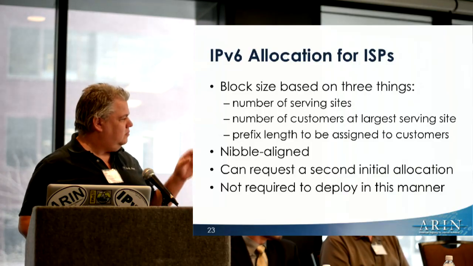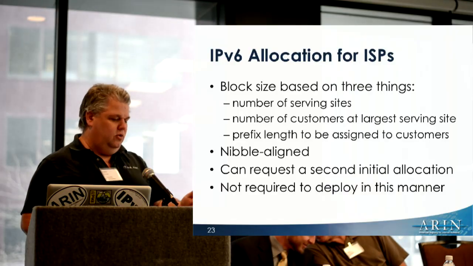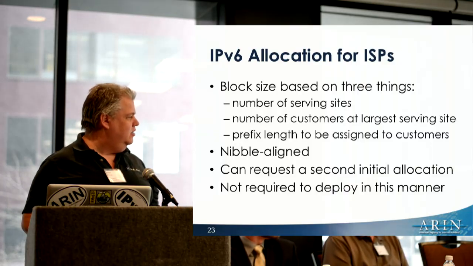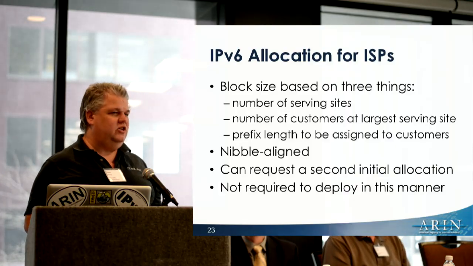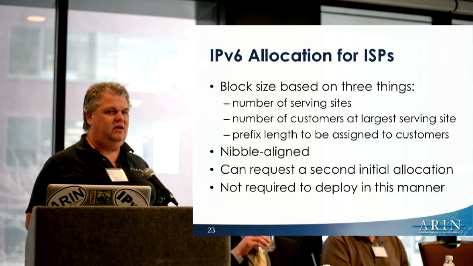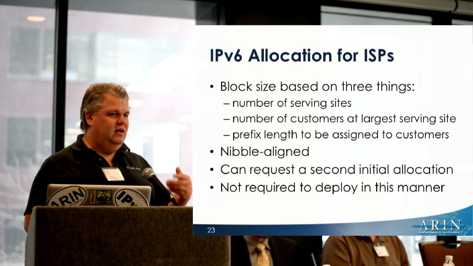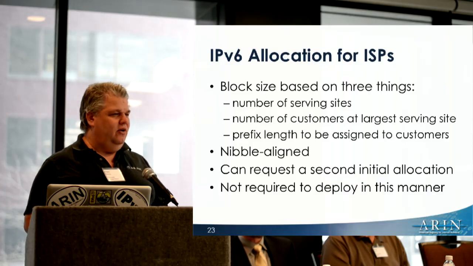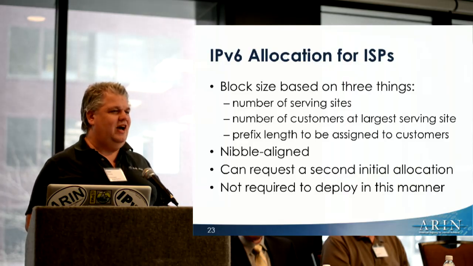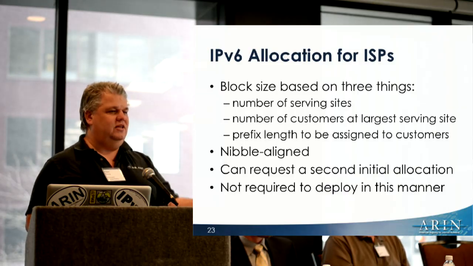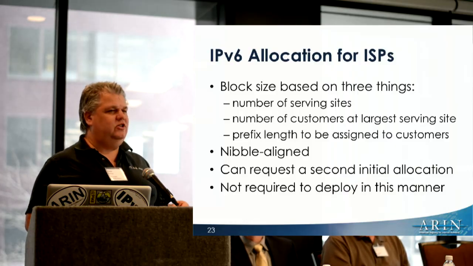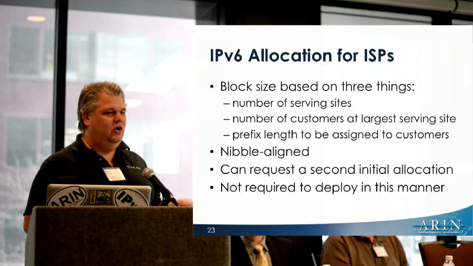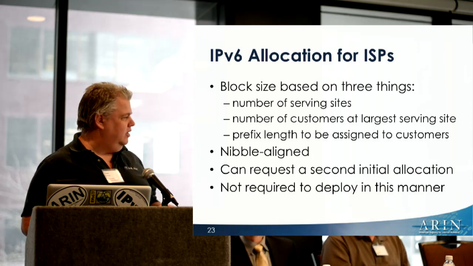In terms of the allocations, they're always nibble aligned, so the next step up from /32 is /28, then /24, etc. You can request a second initial allocation. If you got an initial allocation under the old policy that is smaller than what you'd be entitled to under the new policy, you simply come back to ARIN and say, I've refactored my allocation based on the new policy. Please give me an appropriate sized block. And ARIN will, if possible, expand your existing block to that size. If that's not possible, then they will hand you an entire new block, and you are encouraged through attrition over time to return the old block if it becomes free, but you're not required to jump through any Herculean effort to return it in any particular time frame.